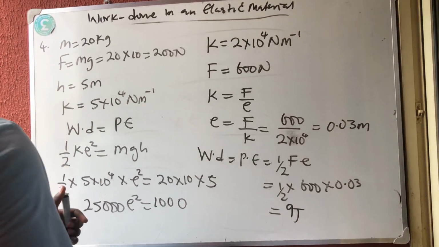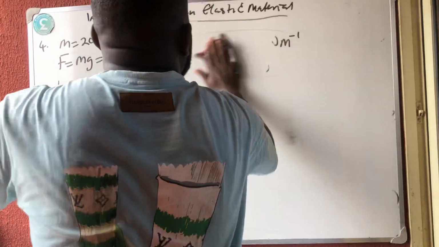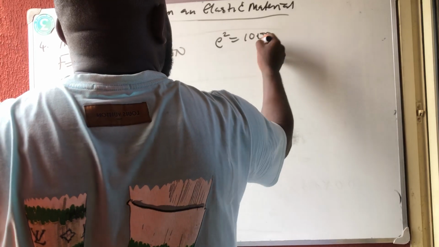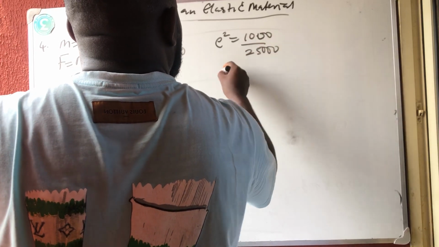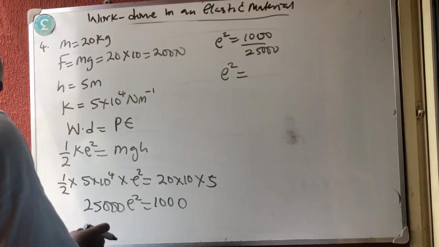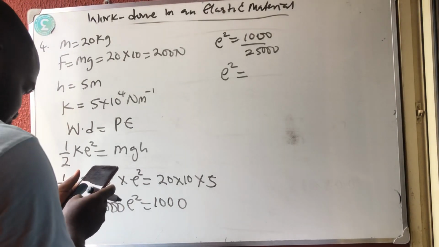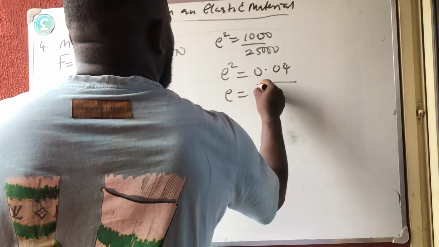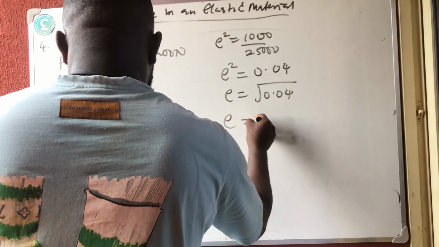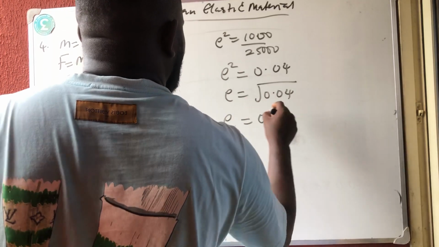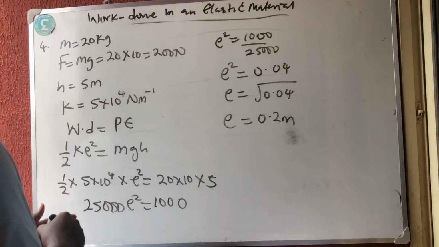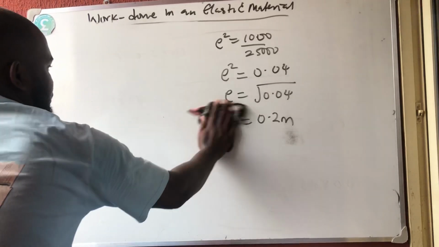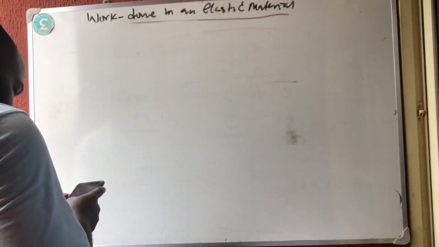So I'm having that now my E squared is equal to 1,000 divided by 25,000. So my E squared is equal to 0.04. So my E is now the square root of 0.04. So my E is 0.2 meters. Okay, so that is the extension which they are asking me. Please don't forget to write down the question before you solve.